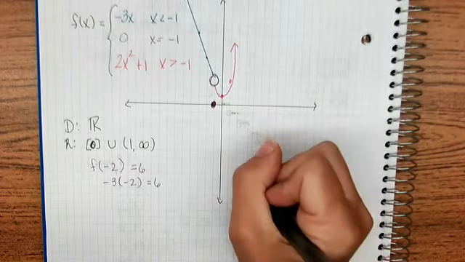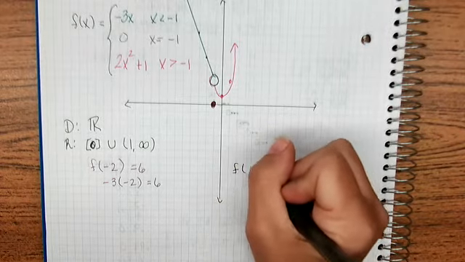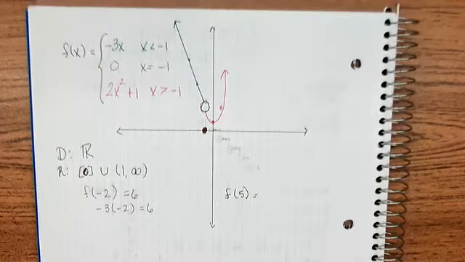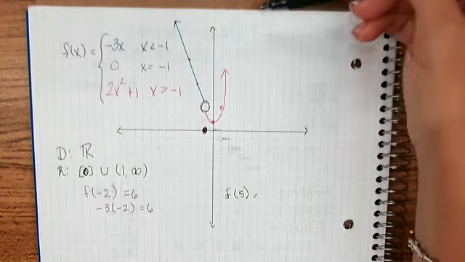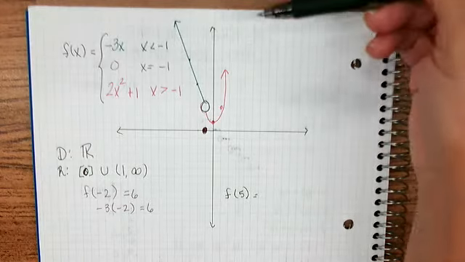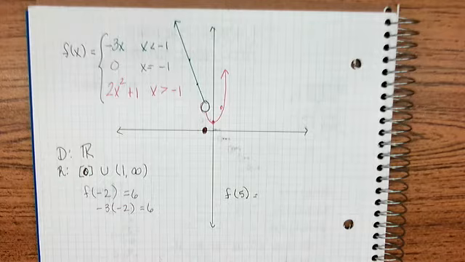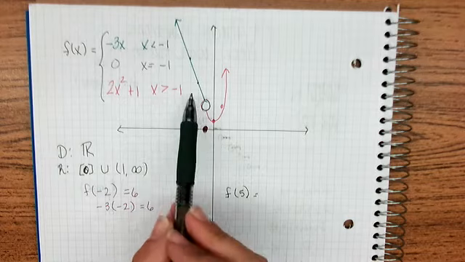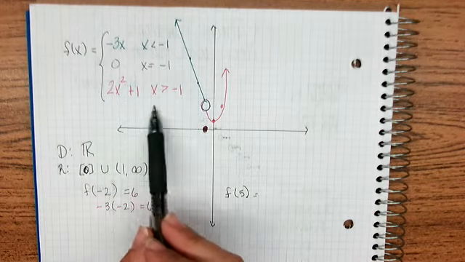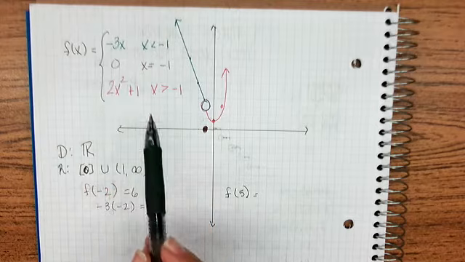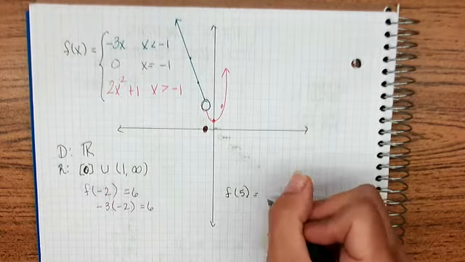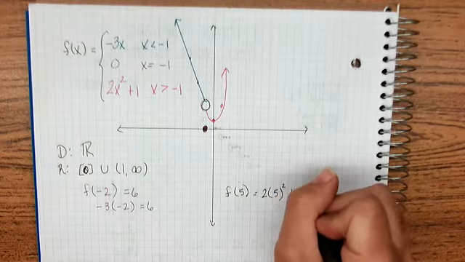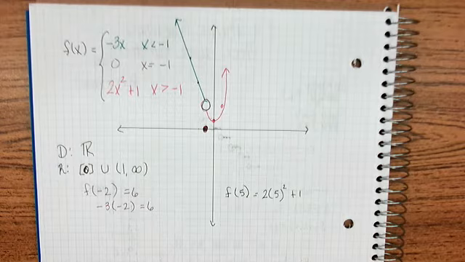So let's say that I ask you to find f of, how about 5? Okay, so 5 is over here. I can't count on my graph. My graph doesn't even go up that high. So you have to know which domain 5 falls under. 5 is greater than -1. So I'm going to plug 5 into this last function. This is going to be 2 times 5 squared plus 1, which is 51.